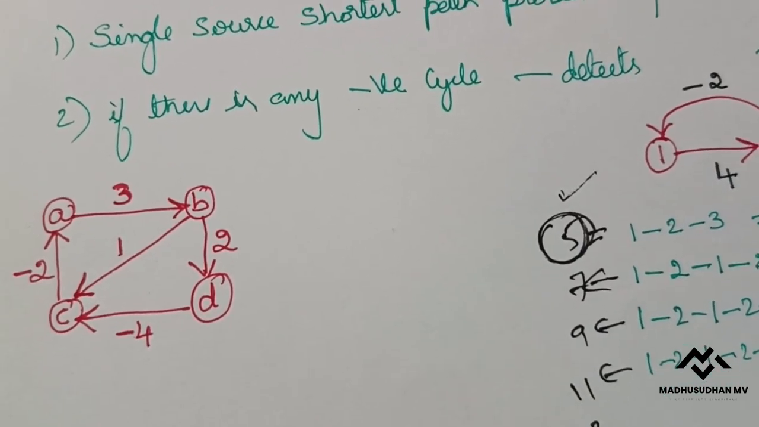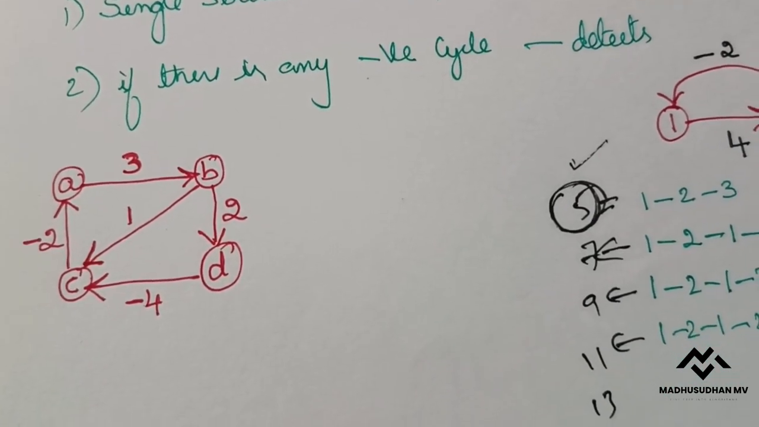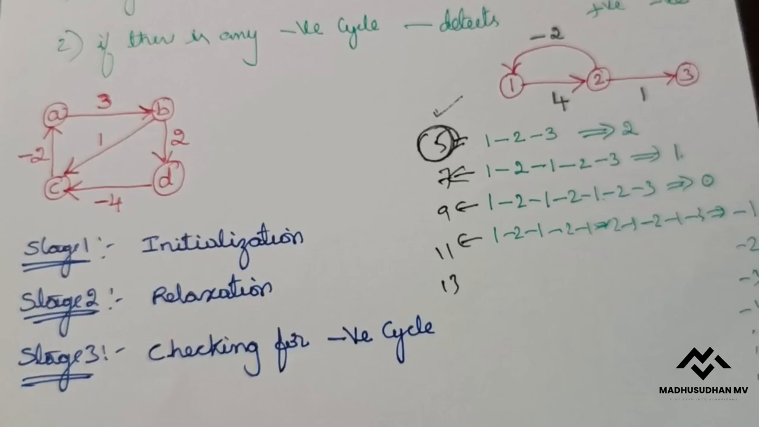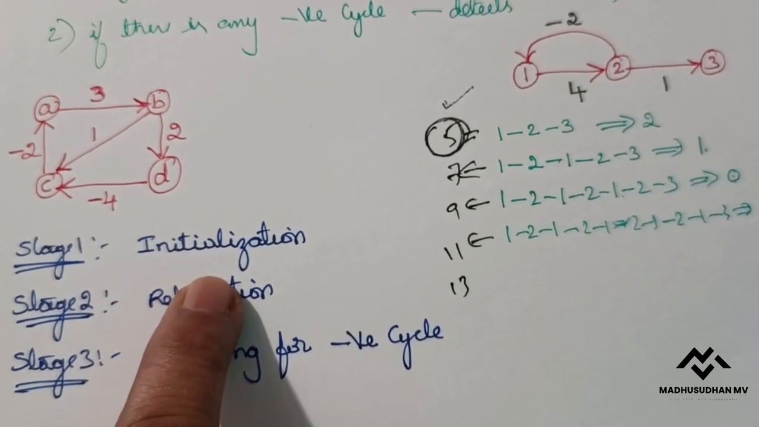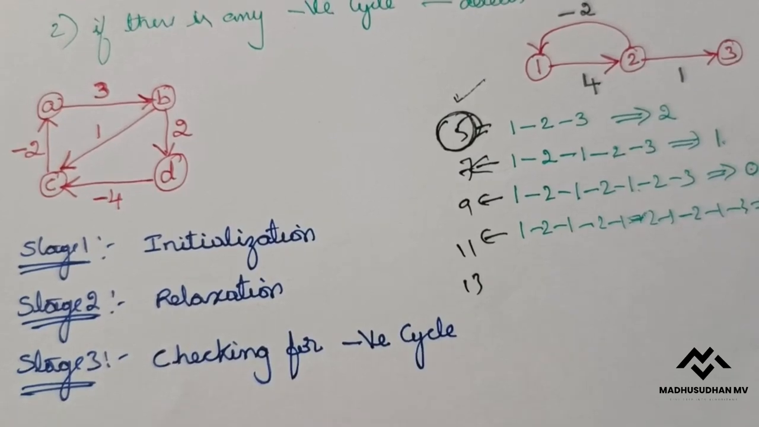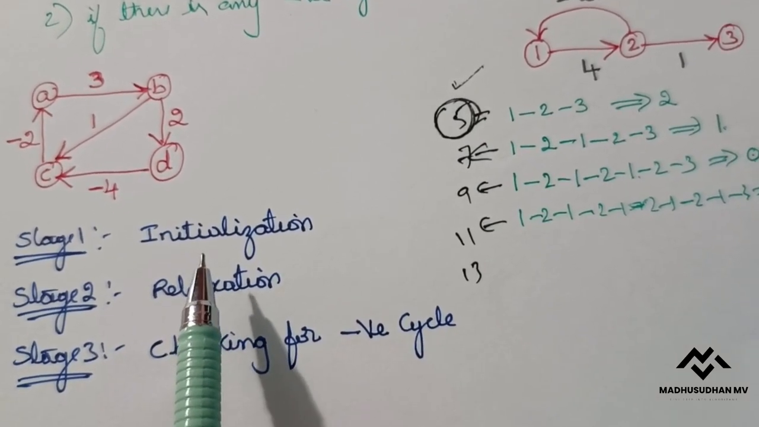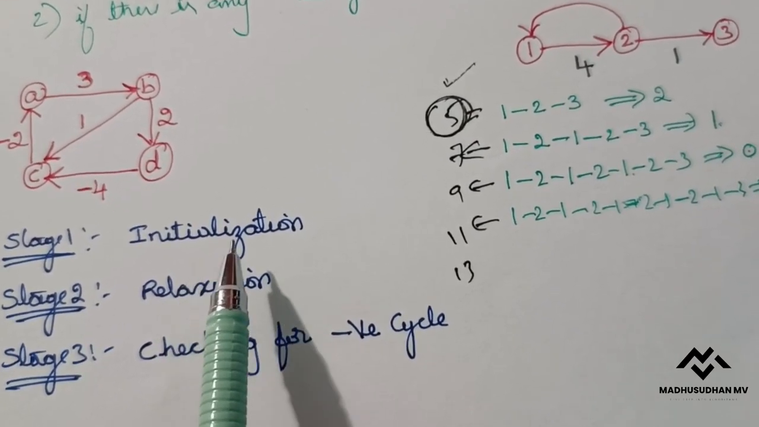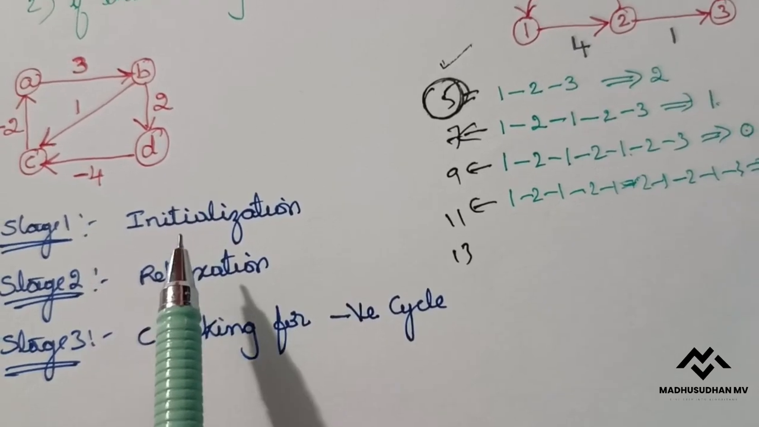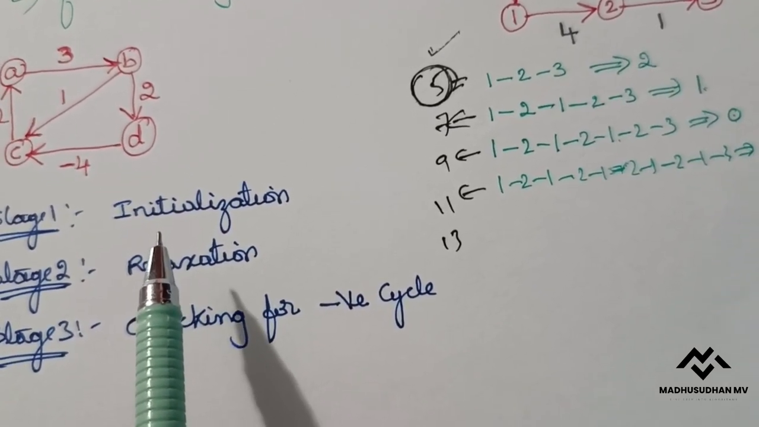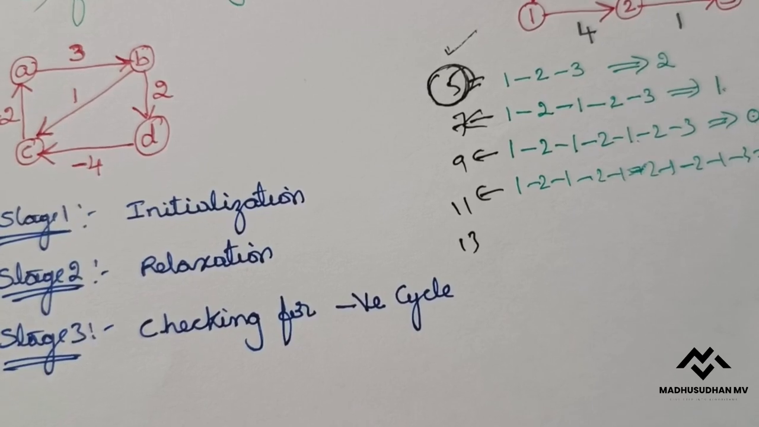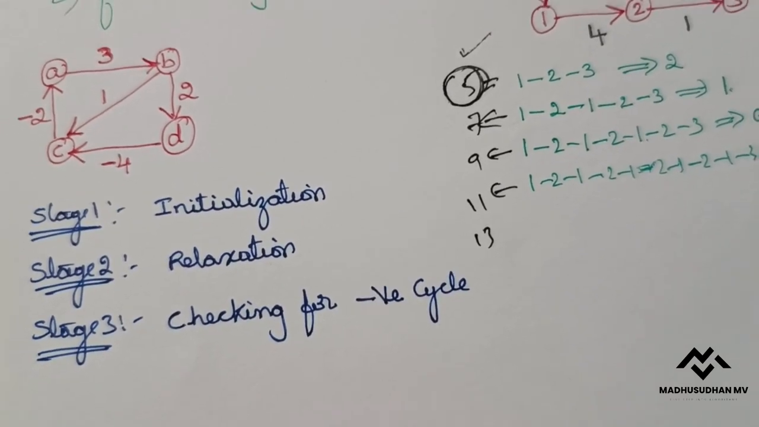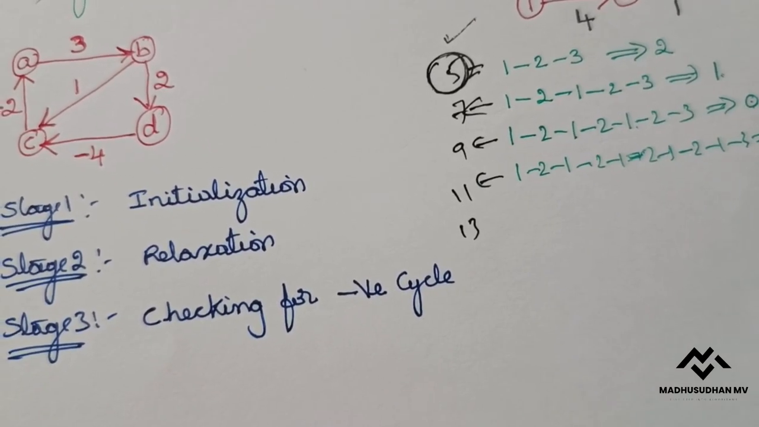Now this Bellman Ford algorithm works in 3 stages. Okay. So in the first stage, the Bellman Ford algorithm does initialization. That means it will initialize the shortest distance from the given source vertex to all other vertices. It will initialize, and whenever we are moving from one vertex to another vertex, it also finds from which vertex we are moving to which vertex.